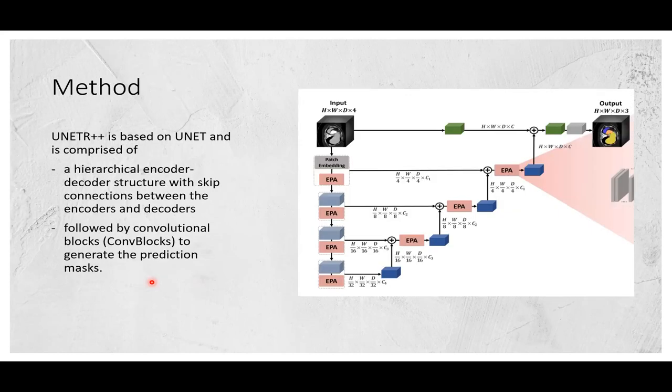I want to jump into the methodology for our proposed architecture, UNETR++, which is based on UNet, and it has two sections. A hierarchical encoder-decoder structure with skip connections between the encoders and decoders. And the other section is followed by convolutional blocks to generate the prediction masks.